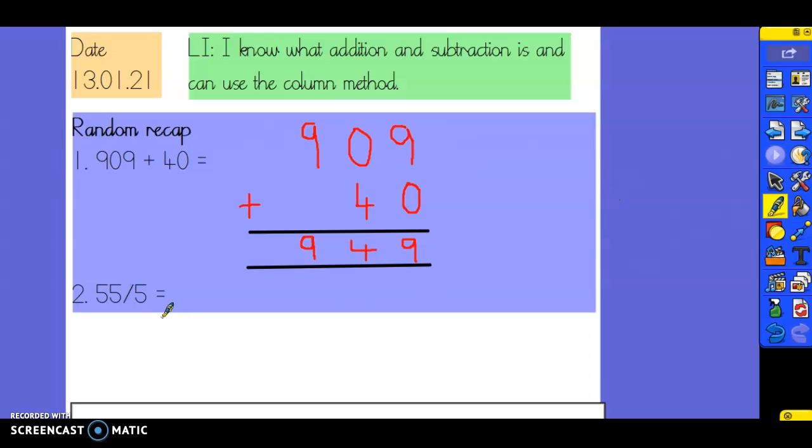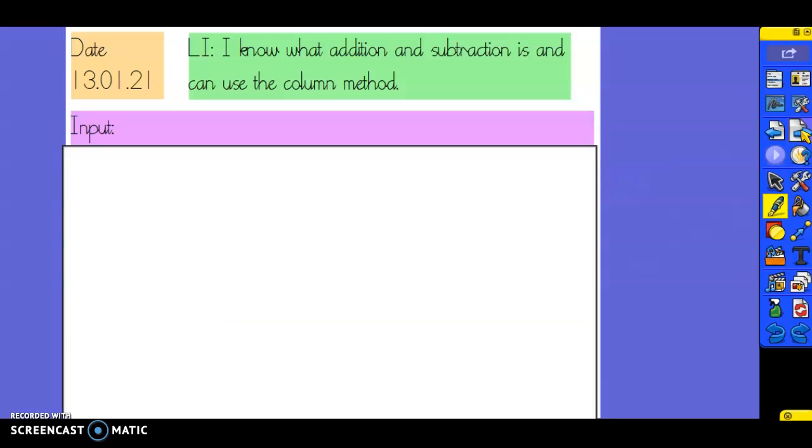Right, second question, 55 divided by 5. Well, again, using your knowledge of your times tables and the 5 times tables, knowing that 55 in the 5 times tables is 11 times 5. So, again, fact family knowledge. 11 times 5 equals 55. Right, let's move on to question 2 of our input now.